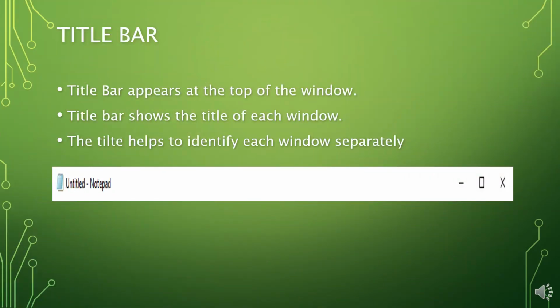The next component is title bar. Title bar appears at the top of the window. Title bar shows the title of each window. As you can see in the picture, we have the title bar of a Notepad which is mentioned as Untitled Notepad, wherein Untitled is the name of the document in Notepad and Notepad indicates the type of file. The title helps to identify each window separately.